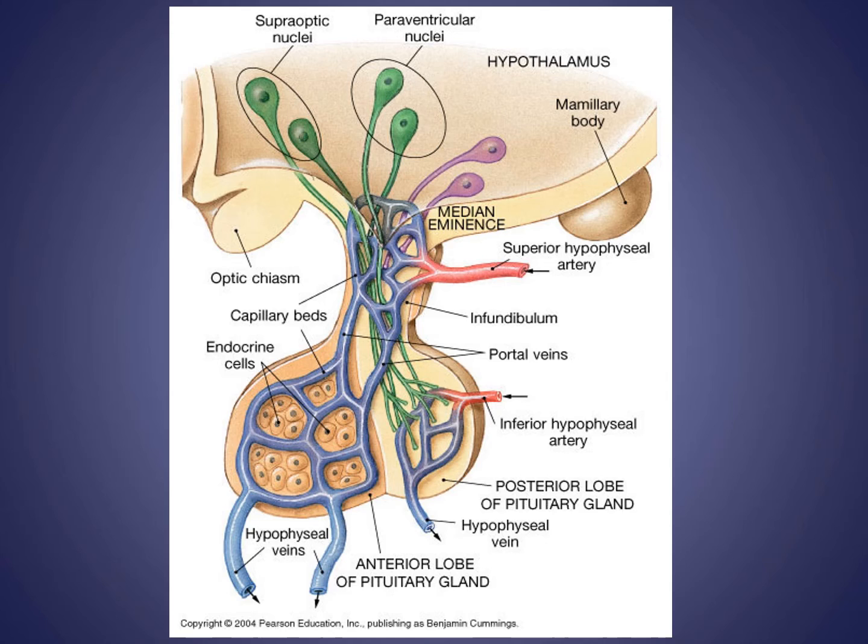This is another figure combining both the anterior pituitary and posterior pituitary, where it's very clear now for you that the connection between the hypothalamus and the anterior pituitary is a vascular connection, the hypothalamo-hypophyseal portal circulation, while the connection between the hypothalamus and the posterior pituitary is a nervous connection.